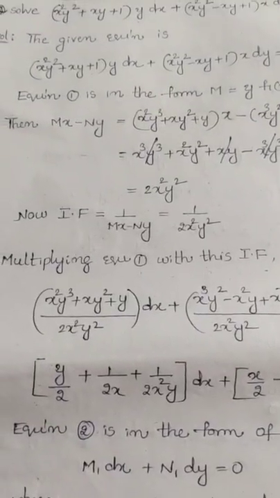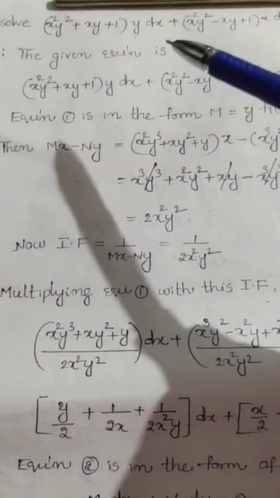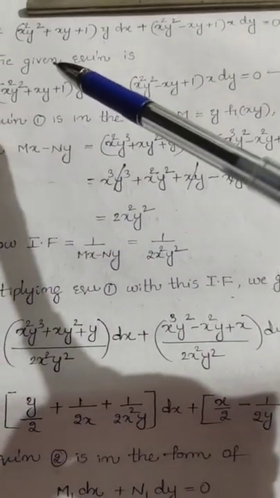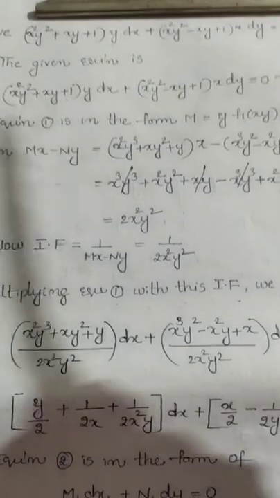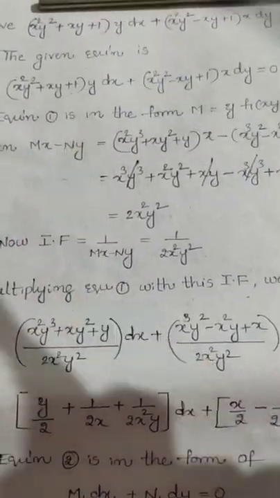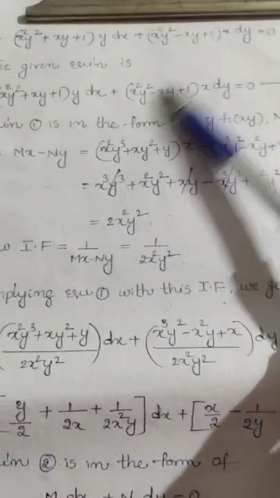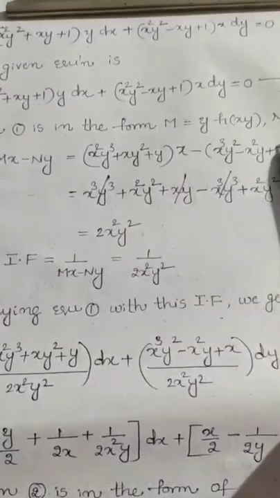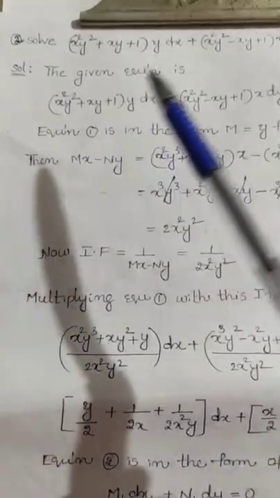Next problem, solve x square y square plus xy plus 1 into y dx plus x square y square minus xy plus 1 into x dy equal to 0. So see, this problem is in the form of M equal to y into f1 of xy and N equal to x into f2 of xy. So this is integrating factor method 3. So that we have to take the value of Mx minus Ny, and the integrating factor is 1 by Mx minus Ny. Solution. So solution for this problem.